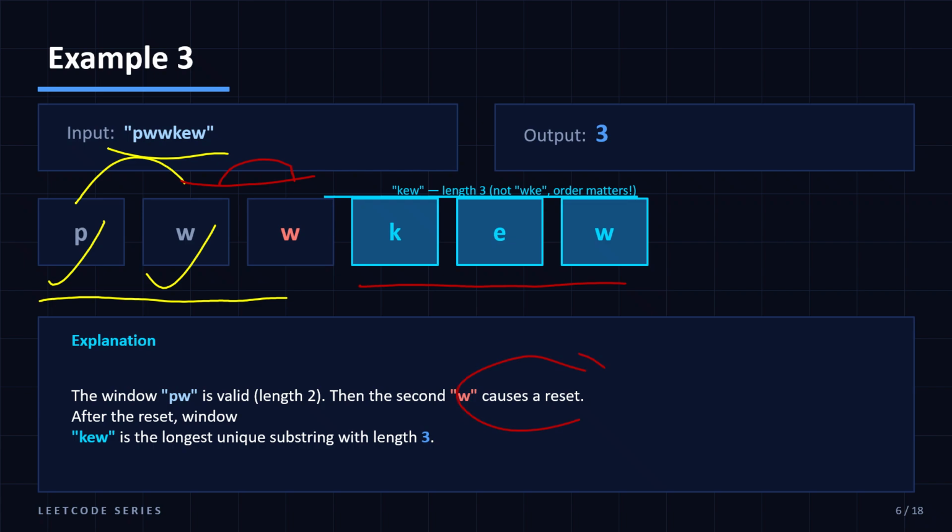After the reset, window KEW is the longest unique substring with length 3. जो जिसकी वजह से हमारा रेपिटेशन हो रहा है उसके आगे से हमेशा शुरू करते हैं. ठीक है, इसलिए WKE is not valid.